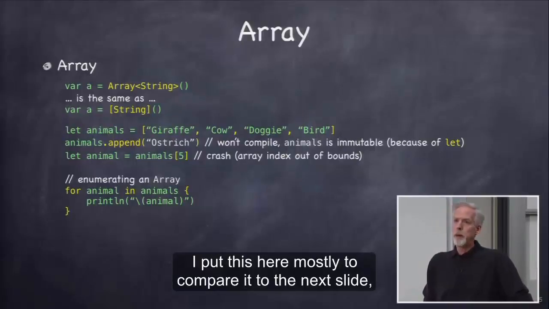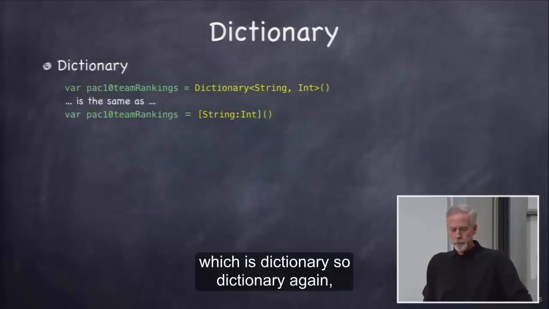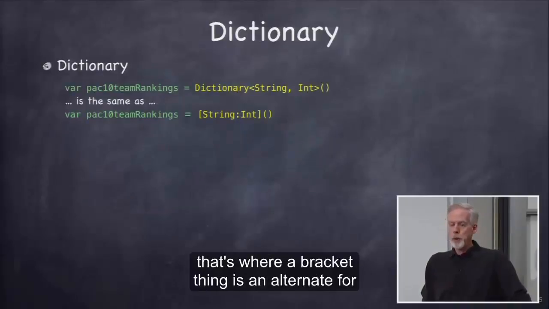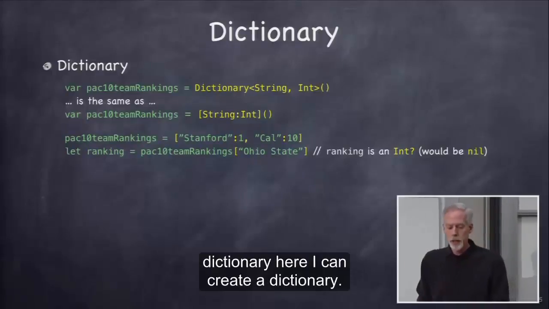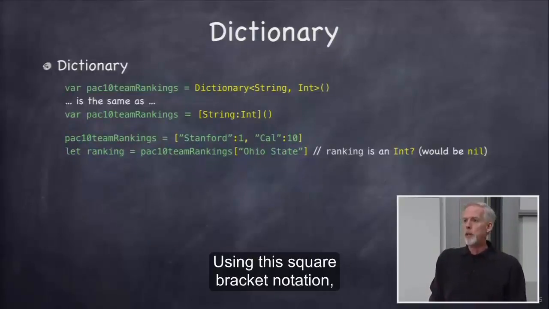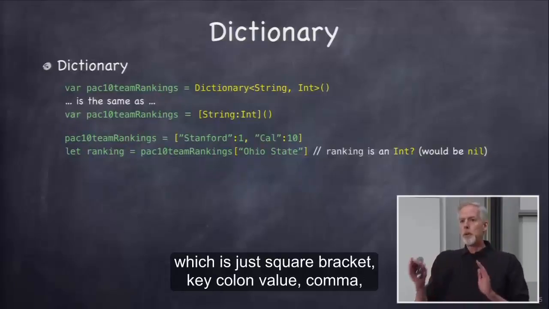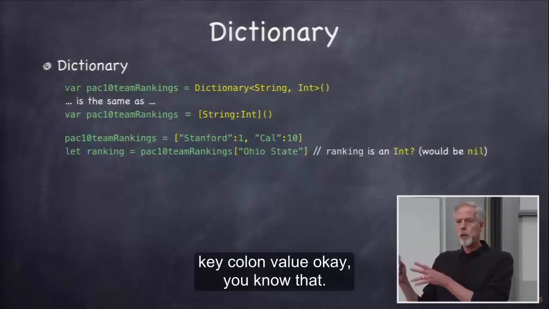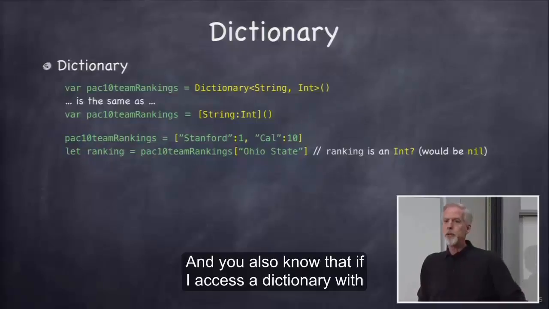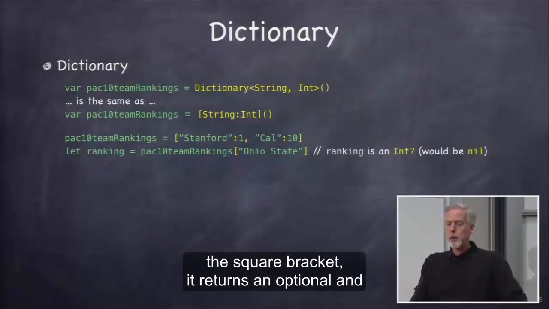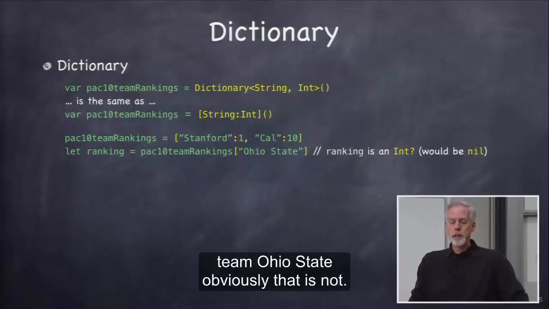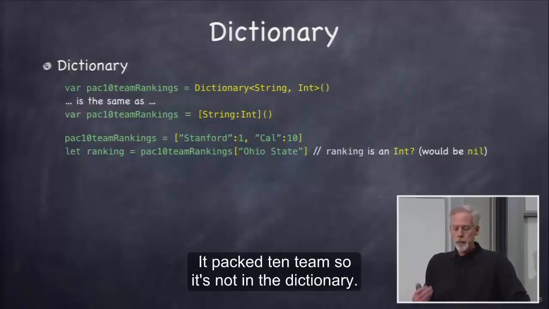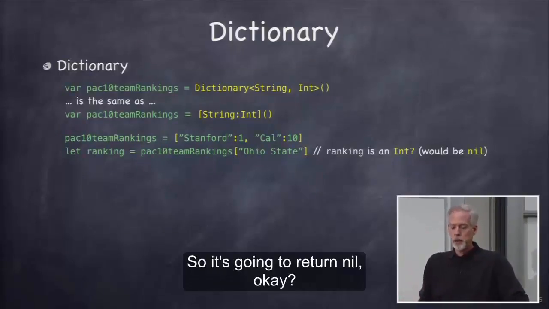I put this here mostly to compare it to the next slide, which is dictionary. So dictionary, again, that square bracket thing is an alternate for the exact same thing. So if I had a nice dictionary here, I can create a dictionary using this square bracket notation, which is just square bracket, key colon value, comma, key colon value. Okay, you know that. And you also know that if I access a dictionary with the square brackets, it returns an optional. And that's because, for example, here, I'm looking up Pac-10 team Ohio State. Obviously, that is not a Pac-10 team, so it's not in the dictionary, so it's going to return nil.